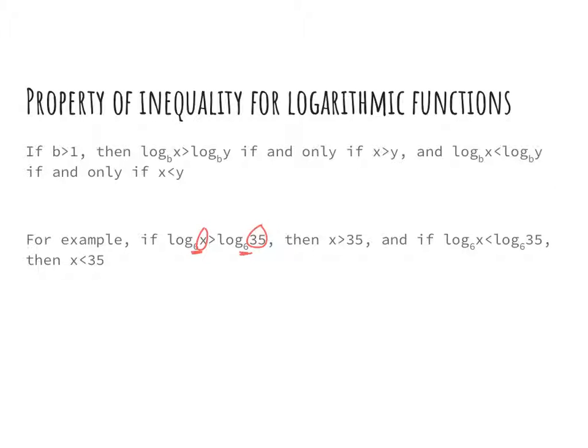So if the log base 6 of x is greater than the log base 6 of 35, then I can say that x is greater than 35. If it was the other way around, if the log base 6 of x is less than the log base 6 of 35, then I can say that x is less than 35.